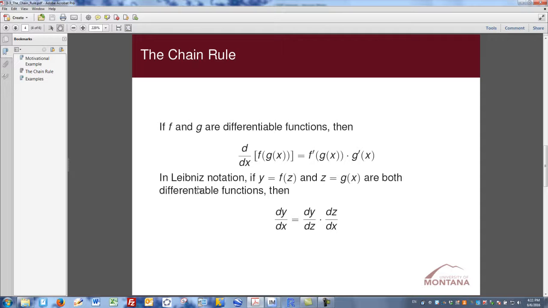So in Leibnizian notation, if y is a function of z and z is a function of x, and both are differentiable functions, then to find the derivative of y with respect to x, what we do is we multiply the derivative of y with respect to z times the derivative of z with respect to x. So somewhat similar to the hot air balloon setting if we think of it in Leibnizian notation, although I think it's easier from an algebraic standpoint to think of it in the Newtonian form.